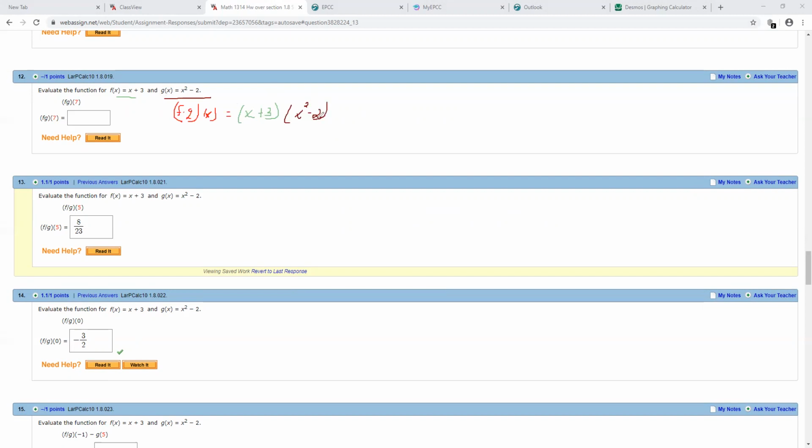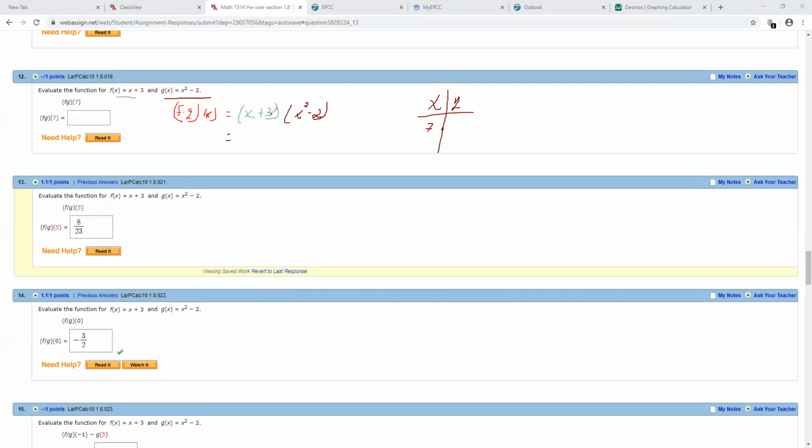And we could multiply all this out again, but we don't really have to because they didn't ask us for a reduced answer. They just asked us to do what with this? To plug in 7. So just put a 7 in.